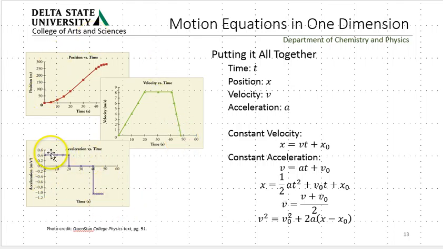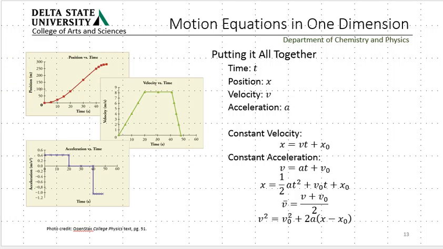Here is the acceleration versus time. Acceleration is nothing other than the slope of velocity. All right, velocity is the slope of position with respect to time. Acceleration is the slope of the velocity curve with respect to time. So here we have positive acceleration, no acceleration, and negative acceleration. Does that make sense? Acceleration is the slope of the velocity curve. Velocity is the slope of the position curve.